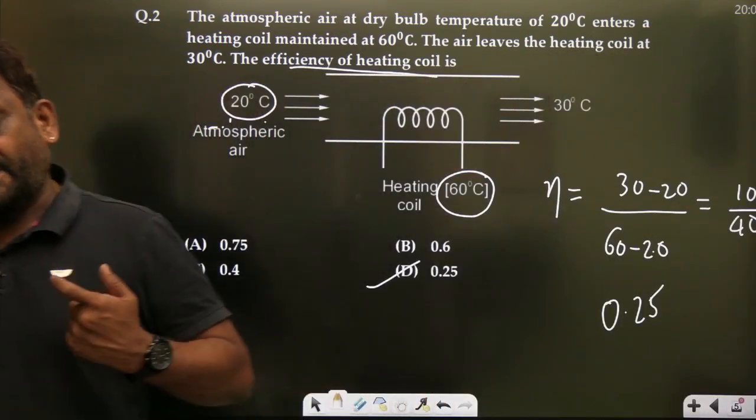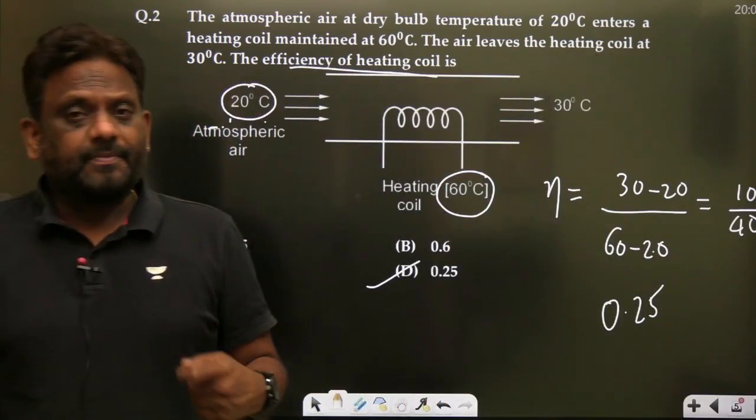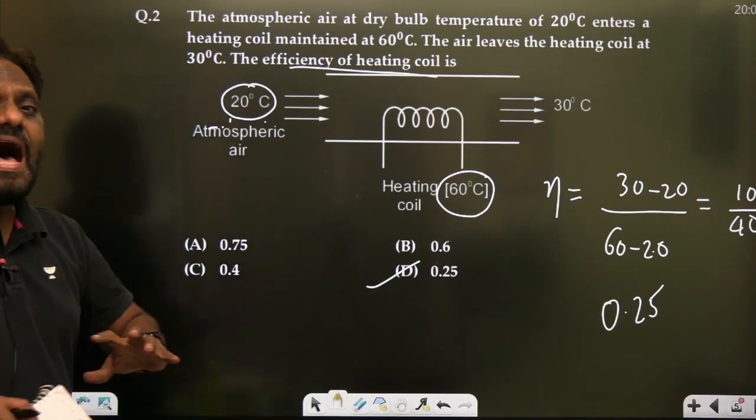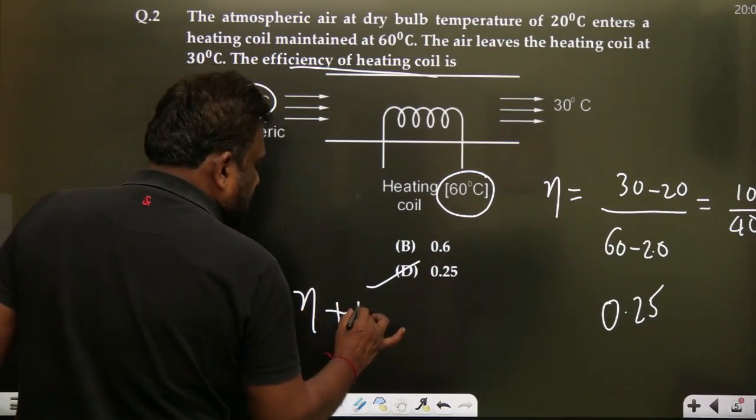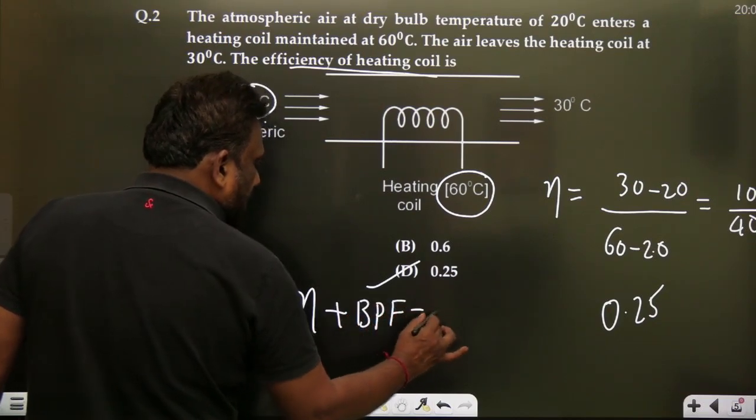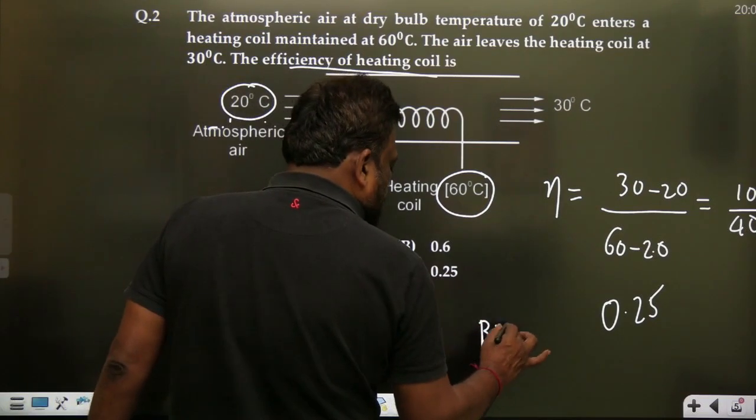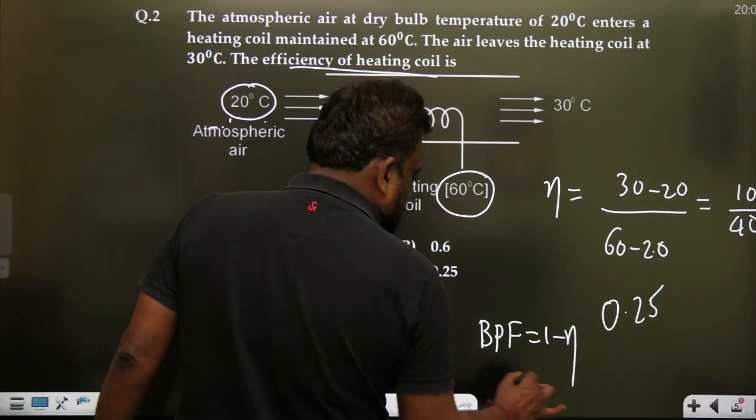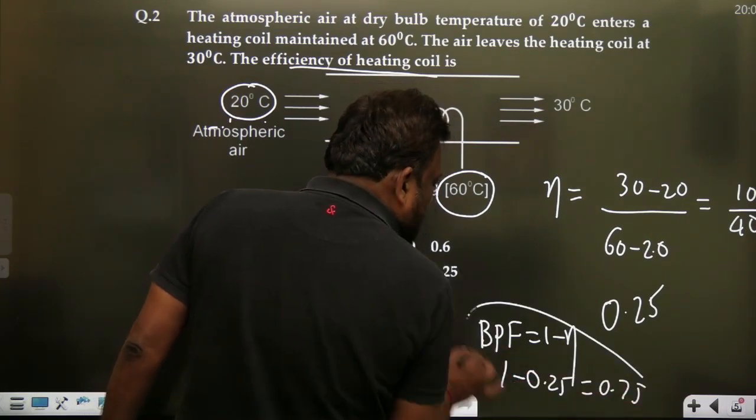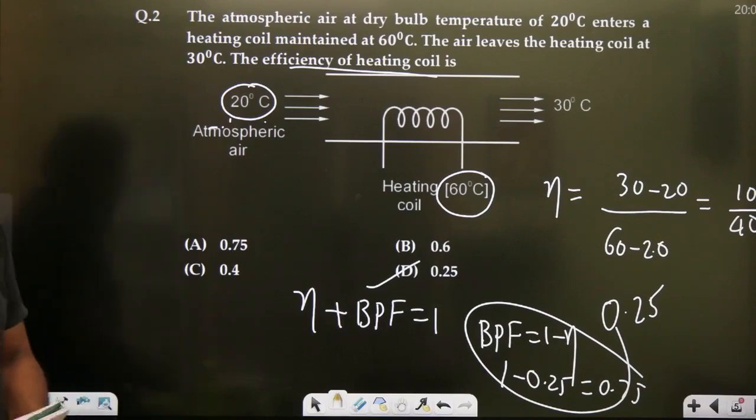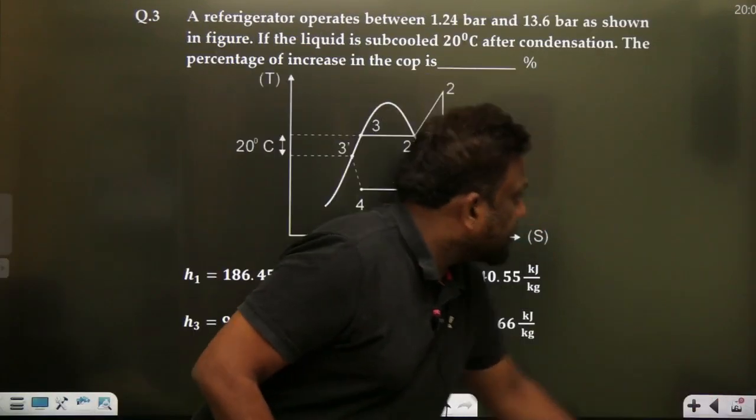If in the same question he asks for bypass factor, you know that bypass factor is the uncontacted factor, and I have already derived in my class that efficiency plus bypass factor is equal to 1. The bypass factor is not asked in the problem, but it would be 1 minus efficiency, so 1 minus 0.25, it is 75%. But this is not asked, just for revision I am telling you. Let's go to the next question.